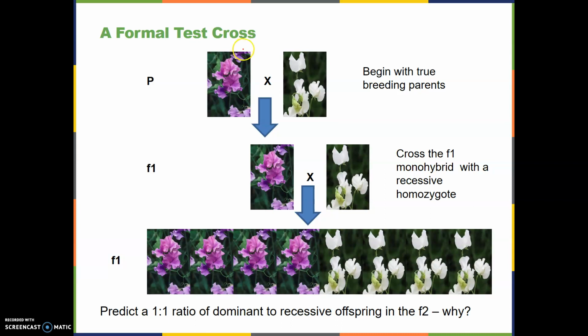So you've got this purple flowered plant, and you want to know if it's a true breeding purple flowered plant or if it is a hybrid. In other words, you want to know if it's got two big P's or if it's a big P, little p. So what you do is you cross it with a white flowered plant.